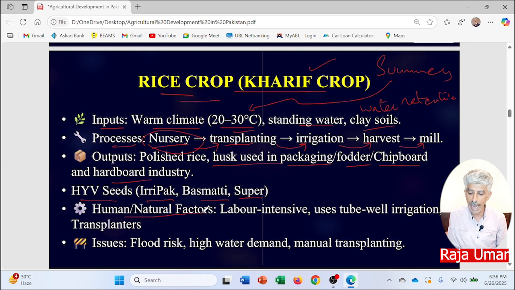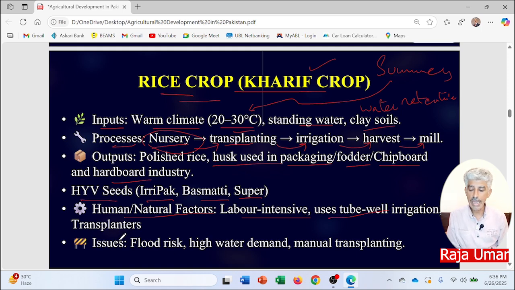As for human and natural factors, rice is labor intensive, it requires a lot of labor. First the nursery bed is prepared and the rice is grown there, and then those rice plants are uprooted from that nursery and brought to the flooded field, and then again a lot of labor is applied to get those nursery plants transplanted in the flooded field. So it needs a lot of labor.